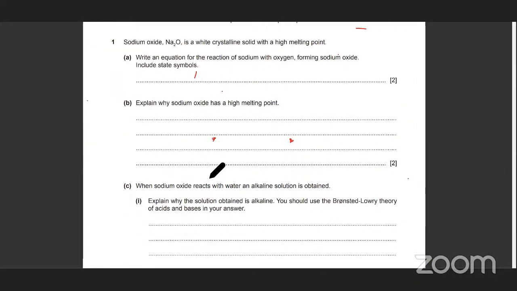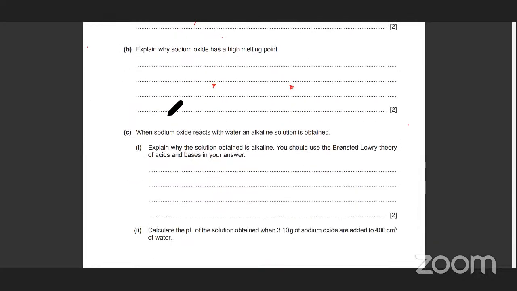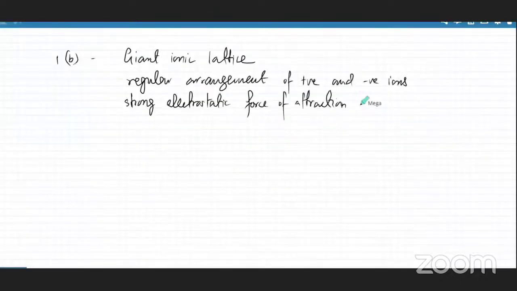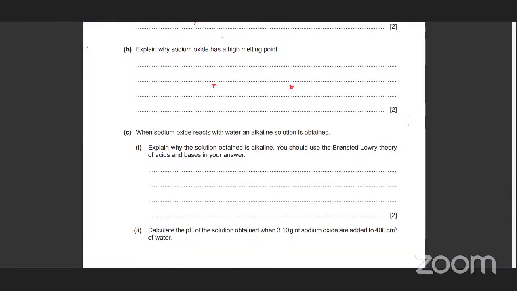फिर वो कह रहे हैं कि it was a 2 mark question. Then part C के अंदर वो कह रहे हैं कि sodium oxide reacts with water to form an alkaline solution. Explain why the solution obtained is alkaline. You should use Bronsted-Lowry theory of acids and bases in your answer. So why is it alkaline? तो आप बताओगे कि the first thing that you're going to talk, और ये कौन सा part है?